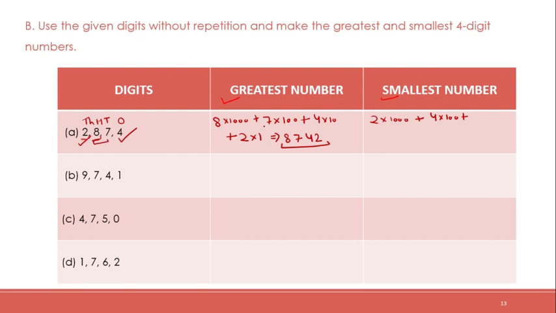We have used 2, we have used 4. Now we are left with 8 and 7. Which one is smallest? 7 is smaller than 8. So 7 times 10 plus 8, because only 8 is left here. So 8 times 1. Now if we multiply it and then add, we will get 2478. So it is the smallest number which we can make from these digits.